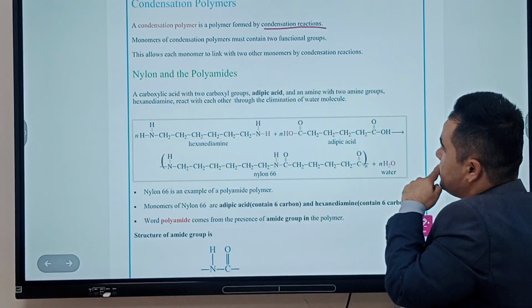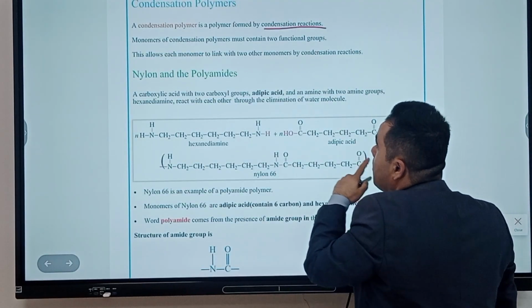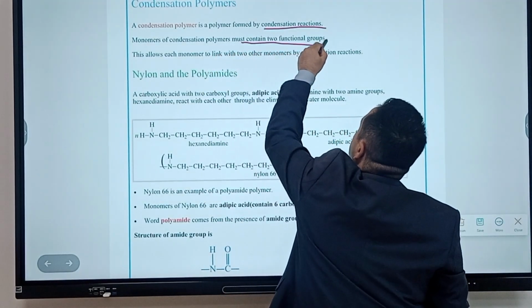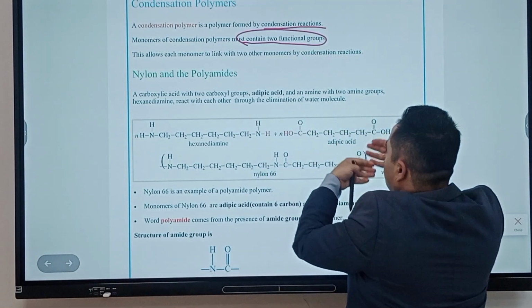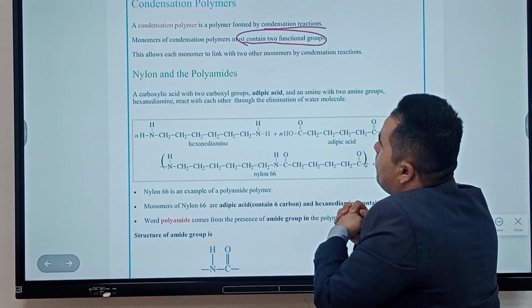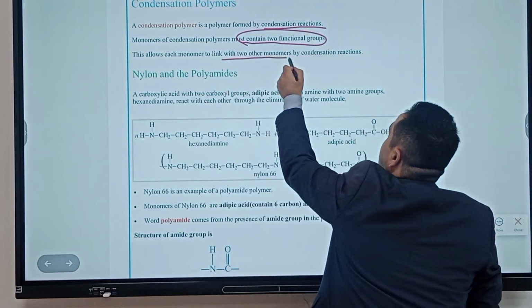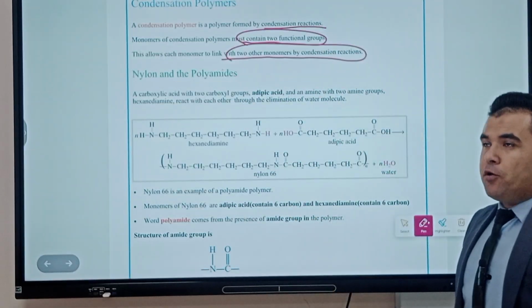We talked about the condensation reaction in the third section. The monomer of a condensation polymer must contain two functional groups. They contain two functional groups that combine to form one in the product. This allows each monomer to link with two other monomers by the condensation process.